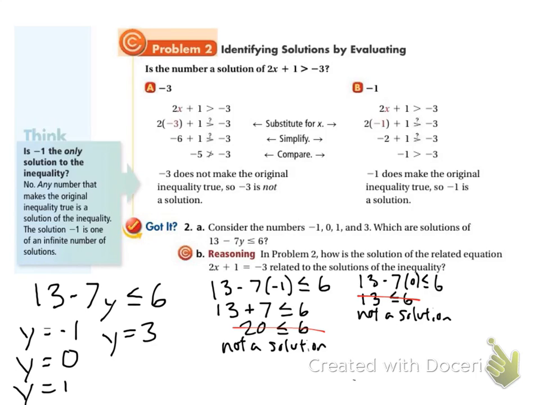Let's try plugging in 1. 13 minus 7 times 1. 13, negative 7 times 1 is a negative 7, so 13 minus 7. 13 minus 7 is 6. 6 is less than or equal to 6. 6 is equal to 6, so that is true. That is a solution.